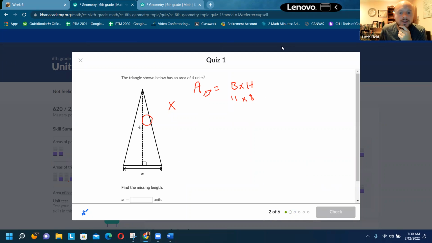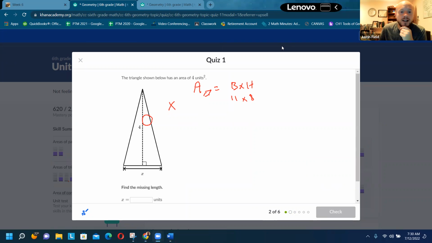Now, how about the area of a triangle? Let's add that to our formula list. The area of a triangle is 1/2 base times height. But we still look for the right angle. And then we know the height here. We know the base is x. And they give us the area. So they're telling us the area is 4. And the base is x. And the height is 4. Okay, so let's multiply these two together. 1/2 of 4 is 2.